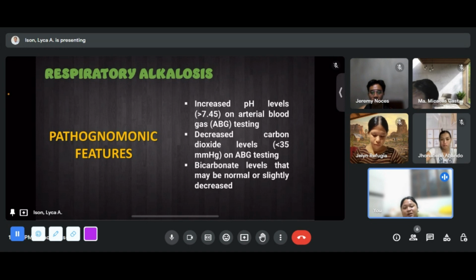So, kanina is less than 7.35. Ito naman is greater than 7.45, which is mataas siya kaya alkalosis ang kanyang pH level. So, natetest to by arterial blood gas or the ABG testing. Next is the decrease of carbon dioxide levels, which is decrease of 35 millimeters of mercury on ABG testing. And lastly is the bicarbonate levels that may be normal or slightly decreased. Dito lang naman kasi sa bicarbonate level, parang dito nila wini-weigh kung paano siya nagko-compensate as alkalosis or acidosis.